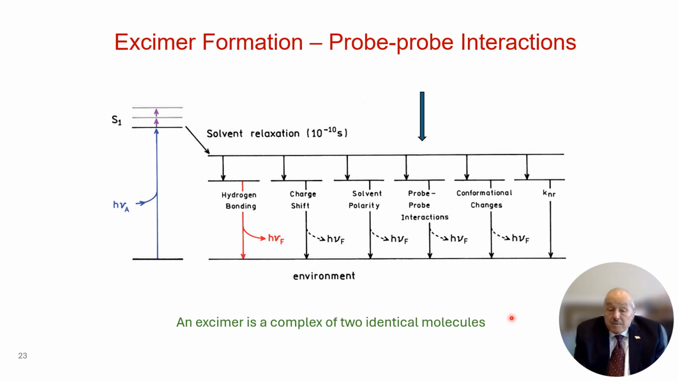And like I said, we're going to be shifting between interactions, and I actually like this next set of slides. So we're going to talk about excimers, which is a form of probe-probe interaction. And an excimer is a complex of two identical molecules.